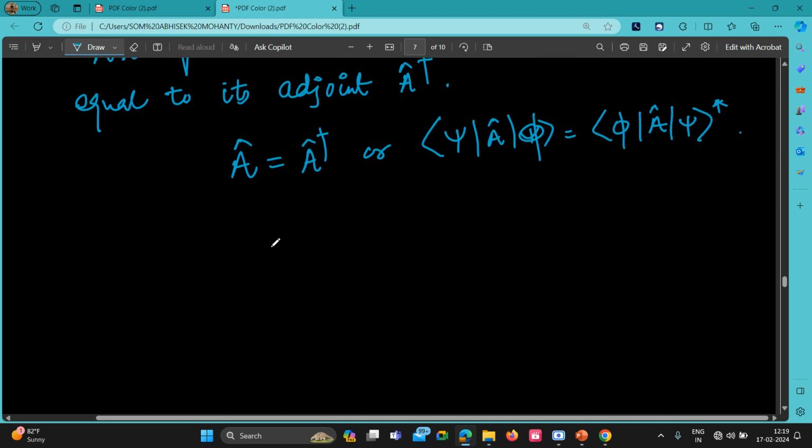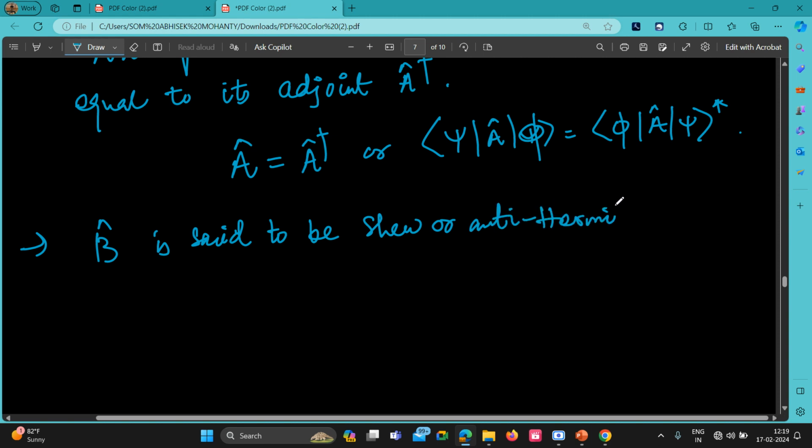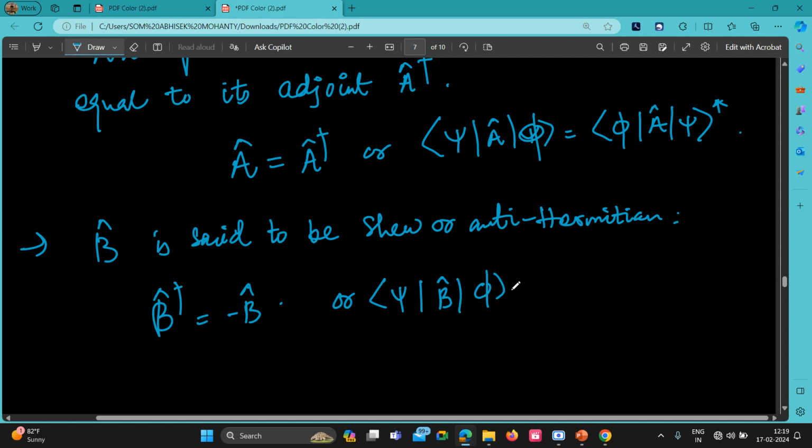When is it called skew-Hermitian? For example, there is another operator B. The B operator is said to be skew or anti-Hermitian if B dagger is equal to minus B, or <psi|B|phi> is equal to minus <phi|B|psi>*. Is it all right?